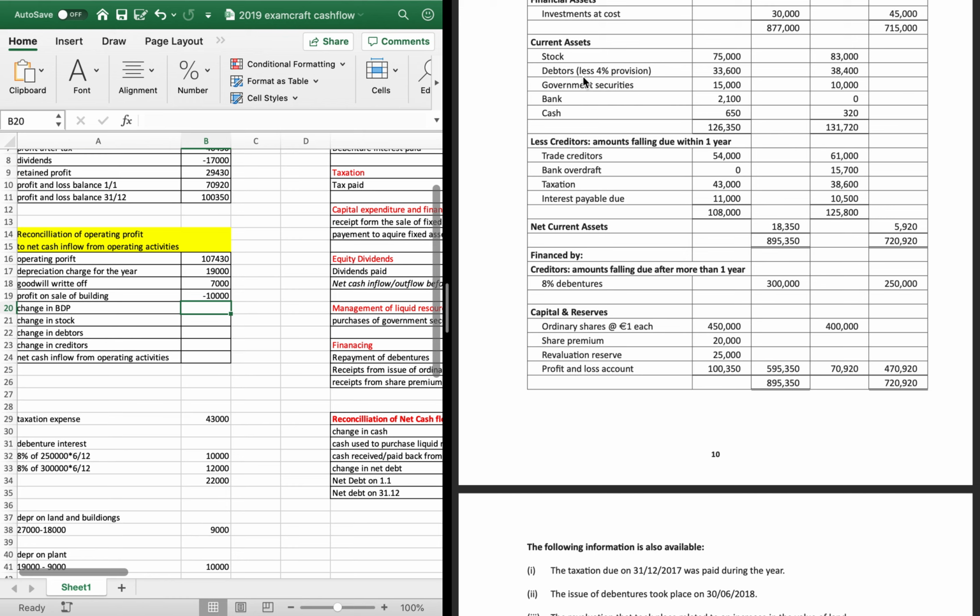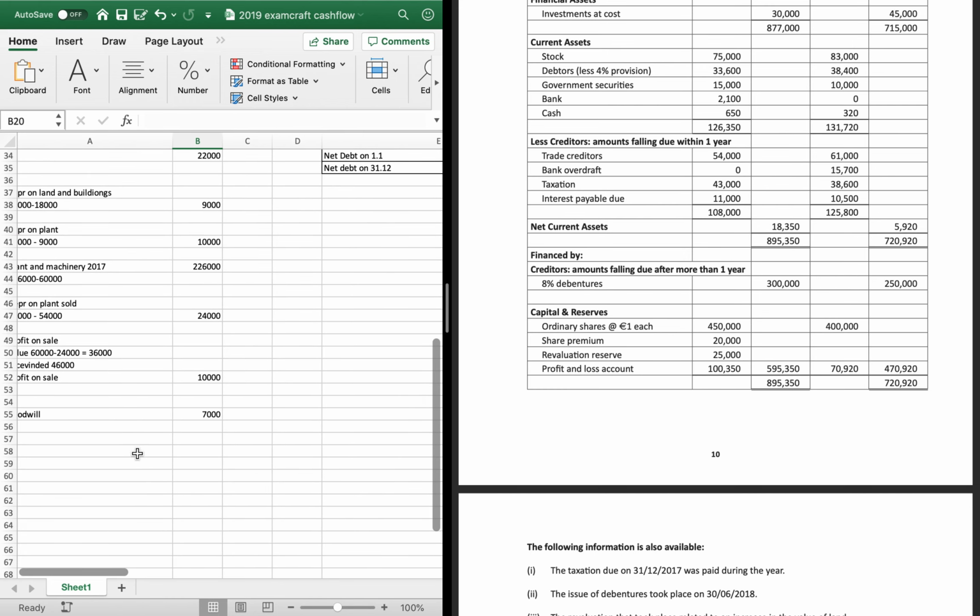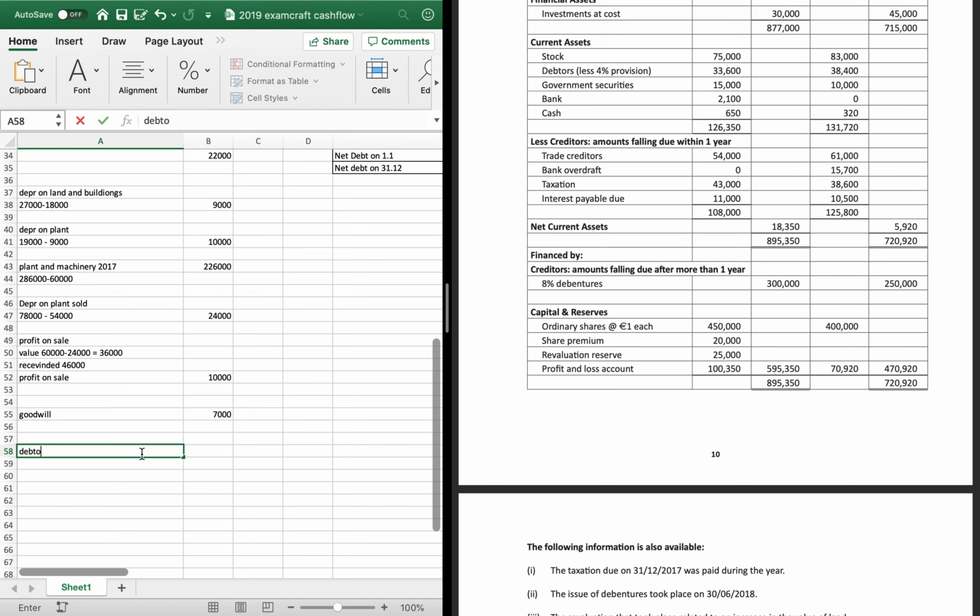Now, they didn't actually give us the answers here, so we have to go and work these out. So you see here that debtors less 4% provisions is 33.6 and 38.4. So we really need to work out what the debtors and the bad debt provisions are in these, because we're going to use those numbers. It wouldn't actually make a difference if you didn't do this, but it'll make a difference to your marks in the marking scheme. You're expected to show bad debt provision separately.